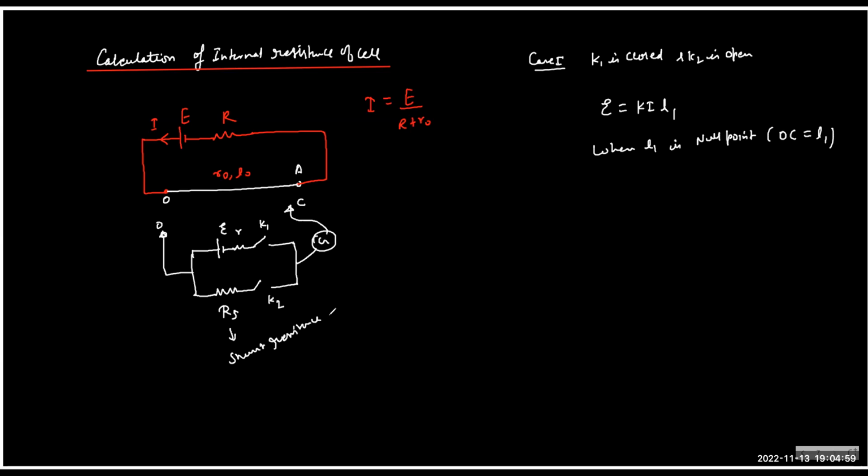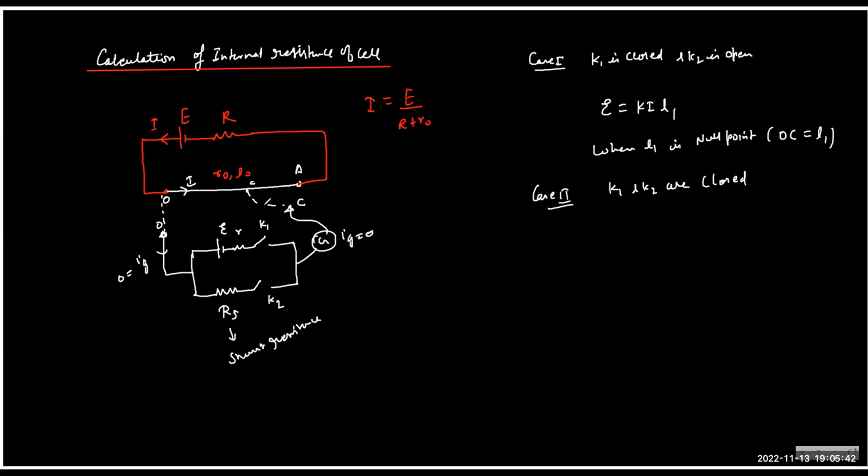And the moment we bring in the shunt resistance, we take scenario 2. K1 and K2 are closed. The moment we close both K1 and K2, we can still obtain the null point. Null point means what? IG is 0, correct? So if IG is 0, nothing is going this way and nothing is coming this way. And if nothing is coming and nothing is going, then whatever is coming here will go this way. Am I right, guys?